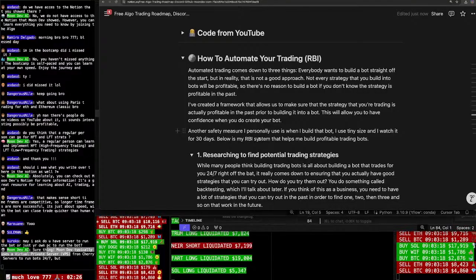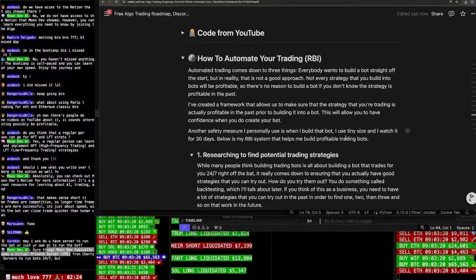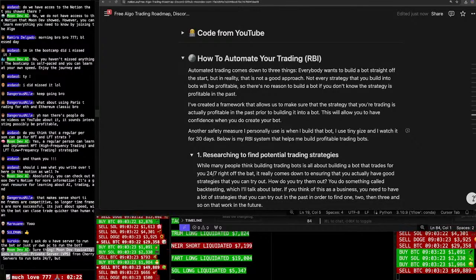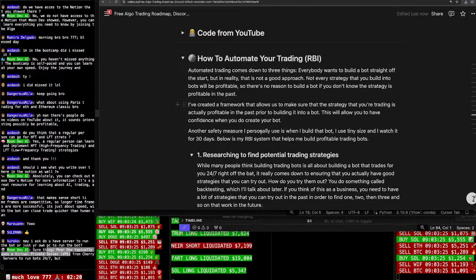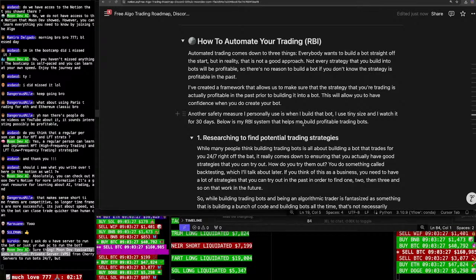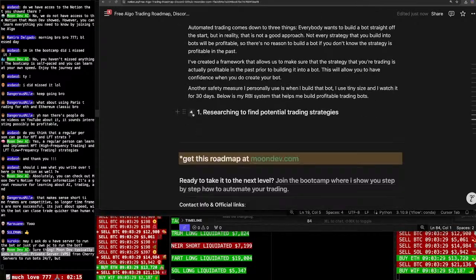Another safety measure I personally use is when I build that bot, I use tiny size. I watch it for 30 days. Below is my RBI system that helps me build profitable trading bots. So it comes down to researching.